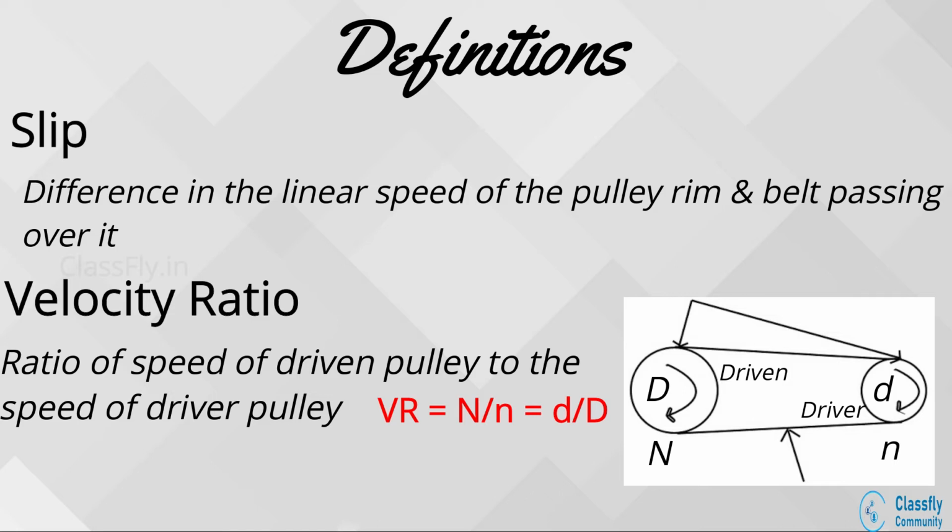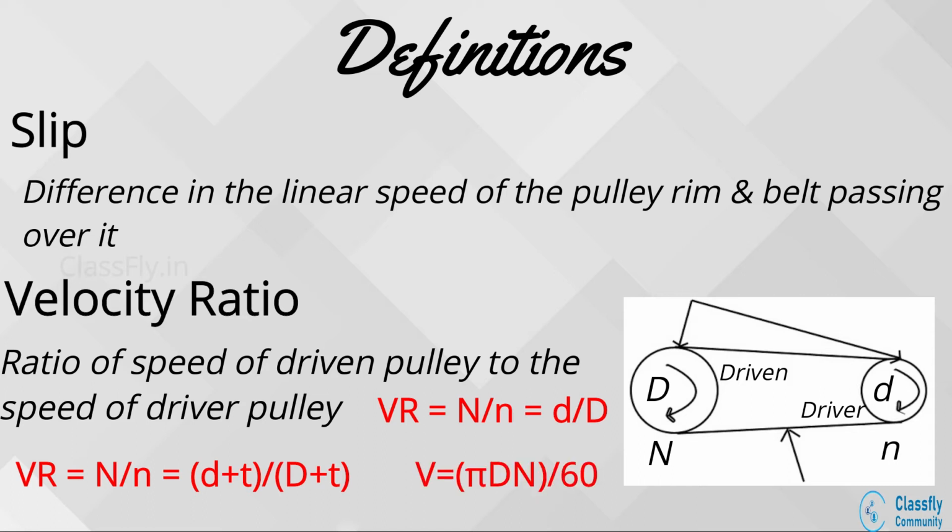When thickness of the belt is considered, the formula is modified into velocity ratio equals N divided by n, which is equal to small d plus t divided by capital D plus t, where t is the thickness of the belt. Also, the linear velocity of the driving pulleys is given by the formula Vd is equal to pi dn by 60, where d is the diameter of the pulley and n is the speed of the pulley.